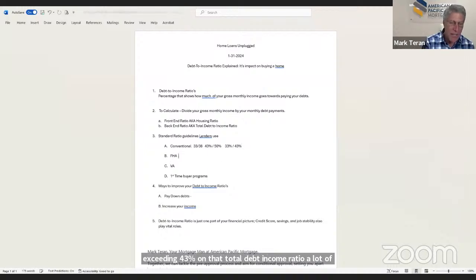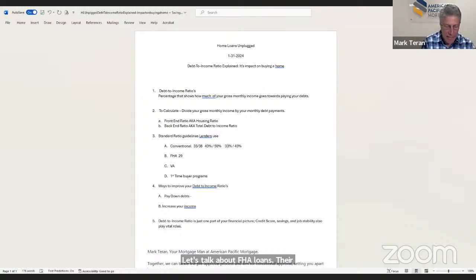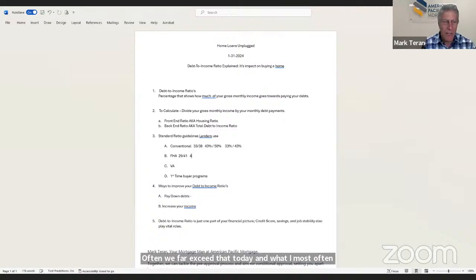Let's talk about FHA loans. Their standard guideline is 29/41. And when we do an automated underwrite, often we far exceed that today. And what I most often see is that housing ratio pretty much right around 44 to 45%, not over that, is what I see most frequently. And then I see the total debt to income ratio going as high as 55%. Sometimes it can go a little bit more. It just depends on the overall profile of that file.